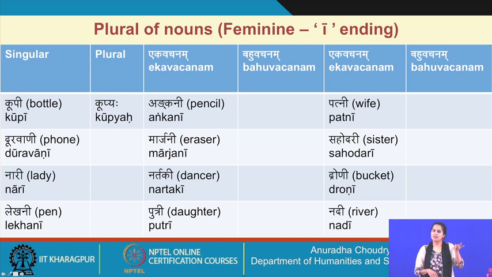Ankani. Marjani, which is an eraser. Nartaki, a dancer. Putri, daughter. Patni, wife. Sahodari, sister. Droni, which means a bucket. Nadi, the river. Very good.